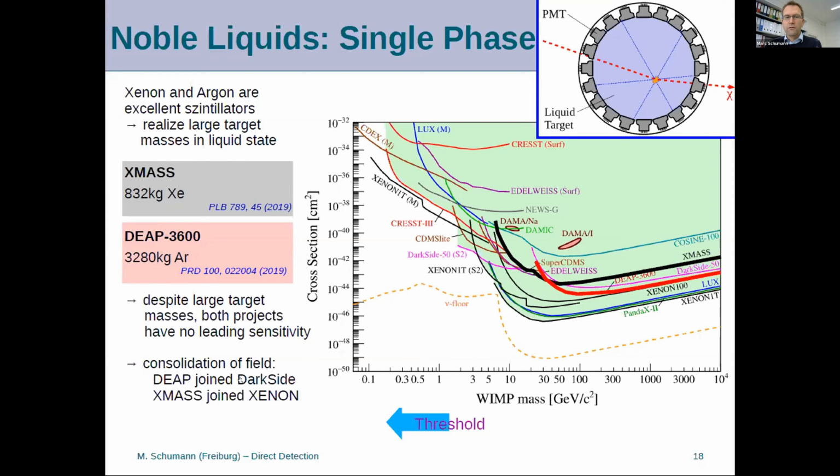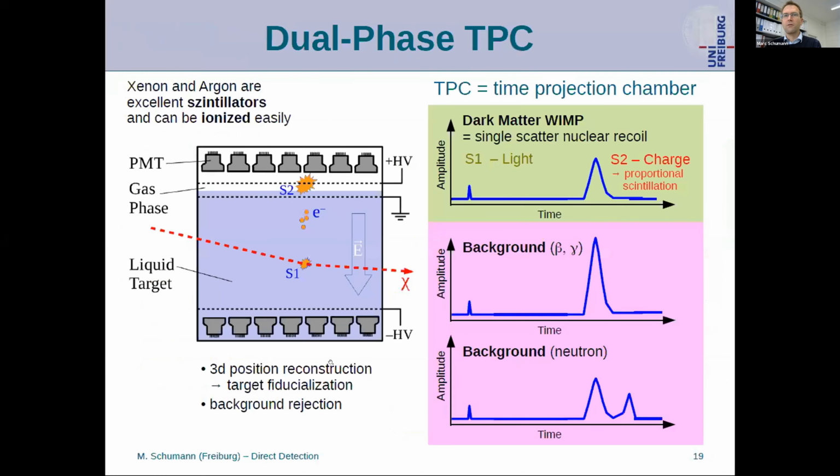And this led to some consolidation of the field: DEAP joined DarkSide and XMASS joined the XENON collaboration. DarkSide and XENON are operating dual-phase TPCs. So what are dual-phase TPCs? Again, it's using xenon or argon as an excellent scintillator, but they can also be ionized easily. So you operate these detectors as a time projection chamber. In the end, it's a cylindrical volume viewed by photosensors above and below the target. One signal is just a classical scintillation signal, so it's a light pulse.